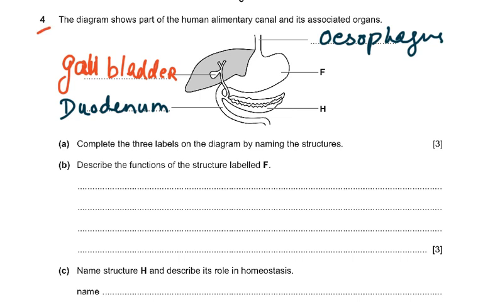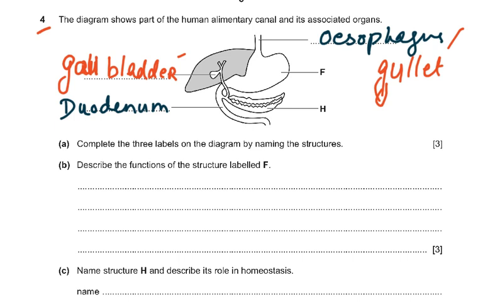Now, coming on to question number 4, the diagram shows part of the human alimentary canal and its associated organs. Complete the 3 labels on the diagram by naming the structures. So this was the esophagus, and this is the gallbladder, and this is the first part of the small intestine, and that is the duodenum. But you could have also said small intestine, and for the esophagus, you could have also said gullet, and that was correct. We didn't cut a mark for that.